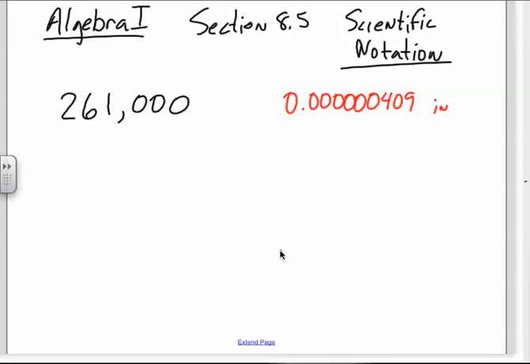So we have two examples up here. We've got 261,000, and then we have 0.0000000409. I don't even know what that is, but we'll figure it out in a minute, okay?